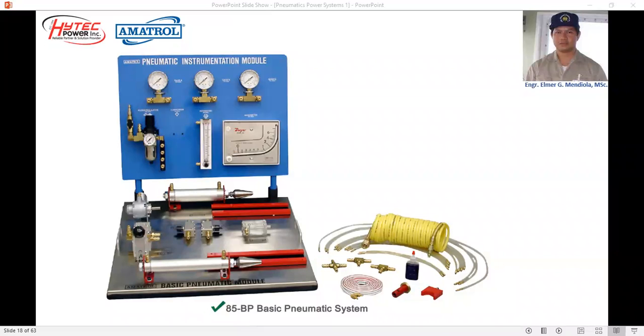Each hardware manufactured by Amatrol has a corresponding virtual simulator which is embedded in the e-learning platforms. Take note that some of the components are made of transparent plastics for the trainee to see its internal operations.